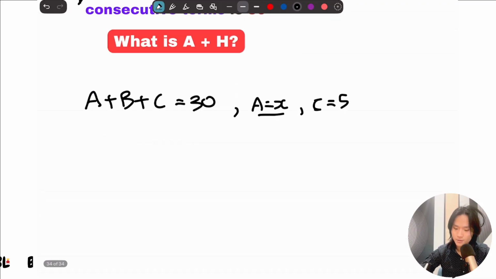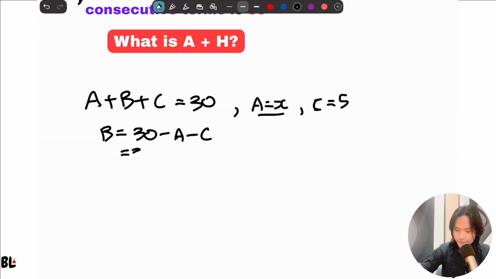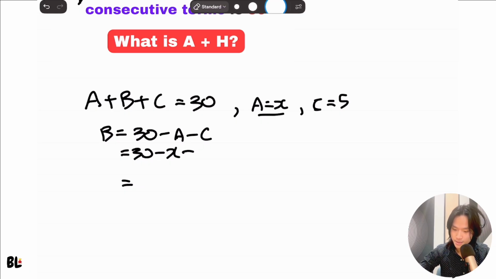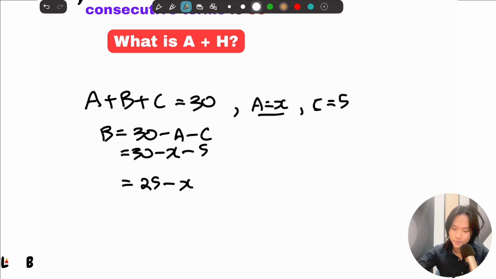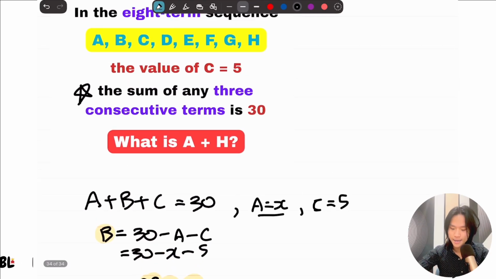So let's write out what B is. B equals 30 minus A minus C, which is 30 minus X minus C. C is 5, so 30 minus 5 is 25, and then 25 minus X. So we have found what B is. Now, the idea with this whole problem is that we are going to keep applying this rule to all of these terms.